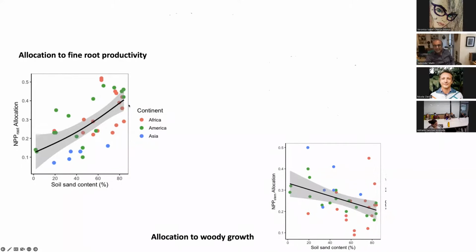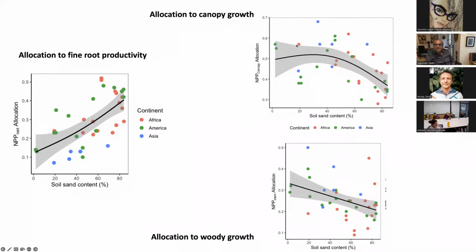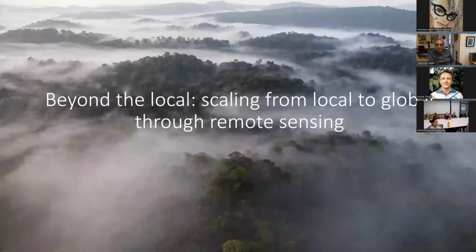And the more that is allocated to roots, the less is allocated to the canopy or to wood. So you see those terms go down as a forest gets sandier, and the allocation to the roots goes up. So we are seeing some patterns in there linked to soil texture rather than to climate or other factors. And so that gives us some potential to scale using soils data or soils maps to a larger scale. The next thing we want to do with this work is to go from the individual sites to start saying something about the functioning of tropical forests at scale.